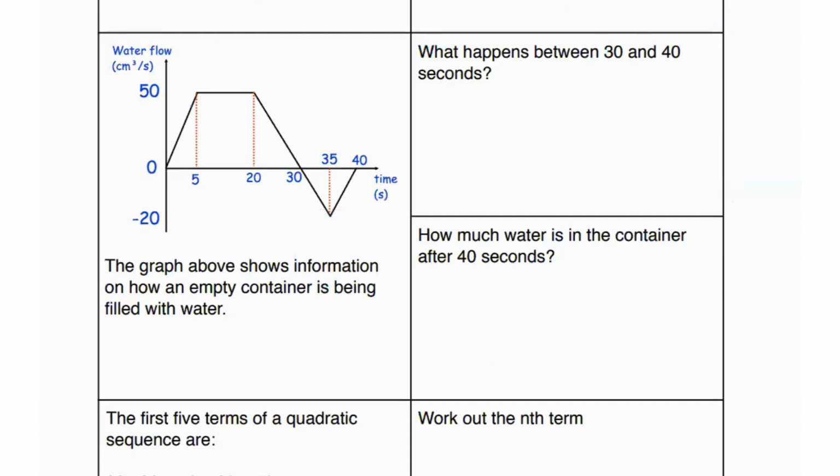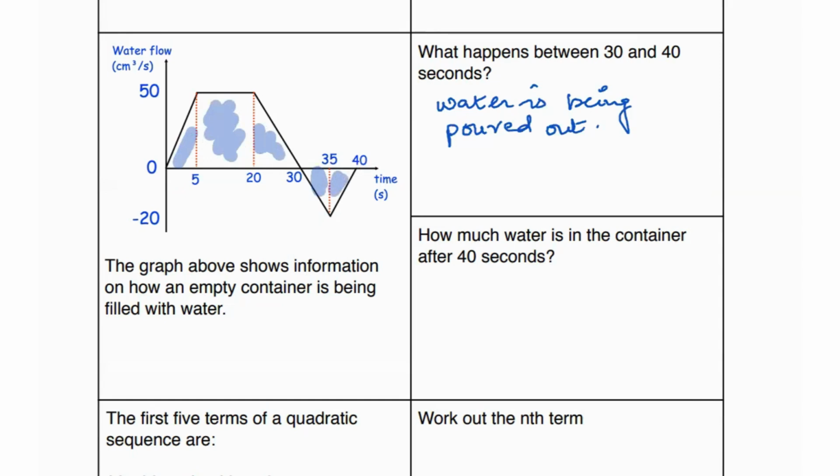Then it says the graph above shows information on how an empty container is being filled with water. What happens between 30 and 40 seconds? So between 30 and 40 seconds, we can see that the rate is negative, which means water is being poured out. When the rate is positive, that means water is being added. Then it says how much water is in the container after 40 seconds. So we find this, this, this, this, and this.